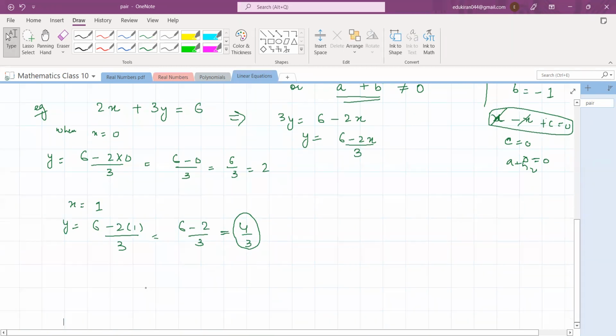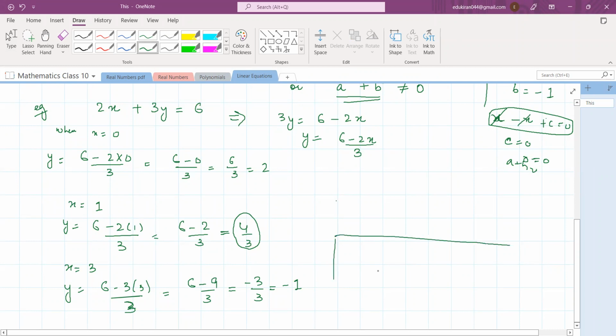Okay. So let us try a different value of x. If I take x is equal to 3, let's say, so y will become 6 minus 3 into 3 divided by 3, sorry. So this will be 6 minus 9 divided by 3. This will be minus 3 divided by 3. This will be minus 1, right? This is easier to plot on a graph paper. Clear? Yes, ma'am. Okay. So my table is basically this. Two values are enough to plot a line.